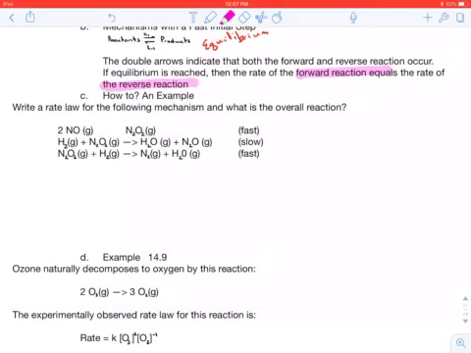So we have 2NO. Oh, missed our double-sided arrow, but we'll draw that in right now. Going to N2O2. And then we have H2 plus N2O2 going to H2O and N2O. And that's the slow step. And then we have N2O2 plus H2 gives us N2 and H2O. Now, the first step is we need to write our overall reaction. So we're just going to put these guys together.